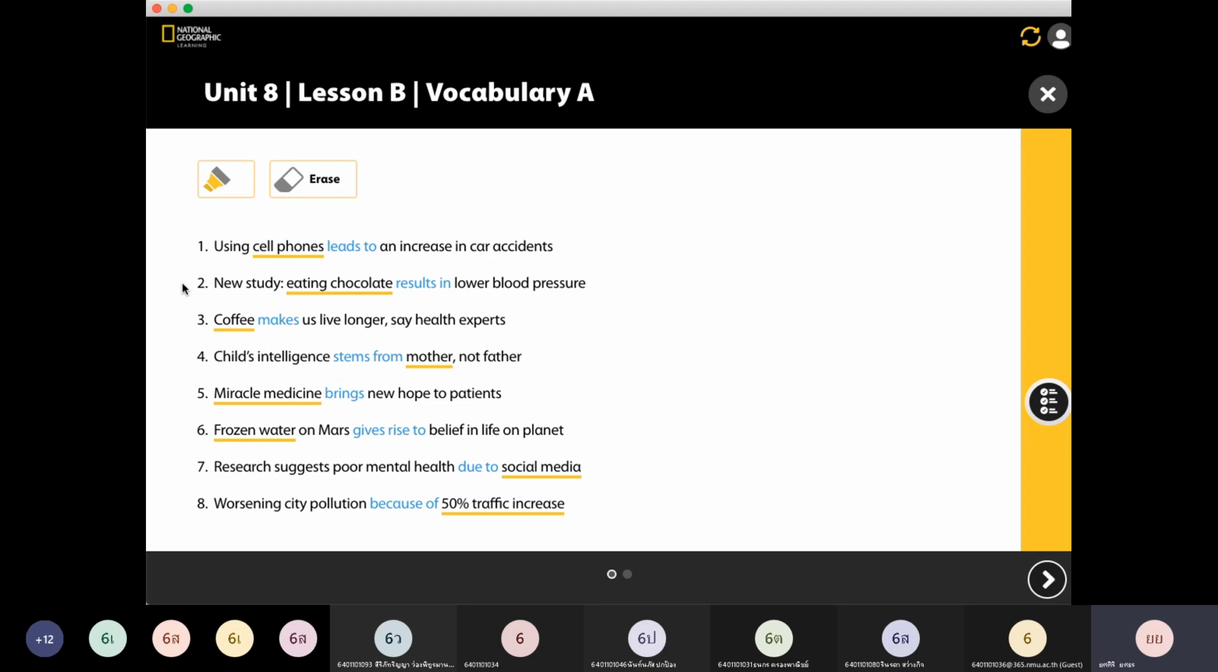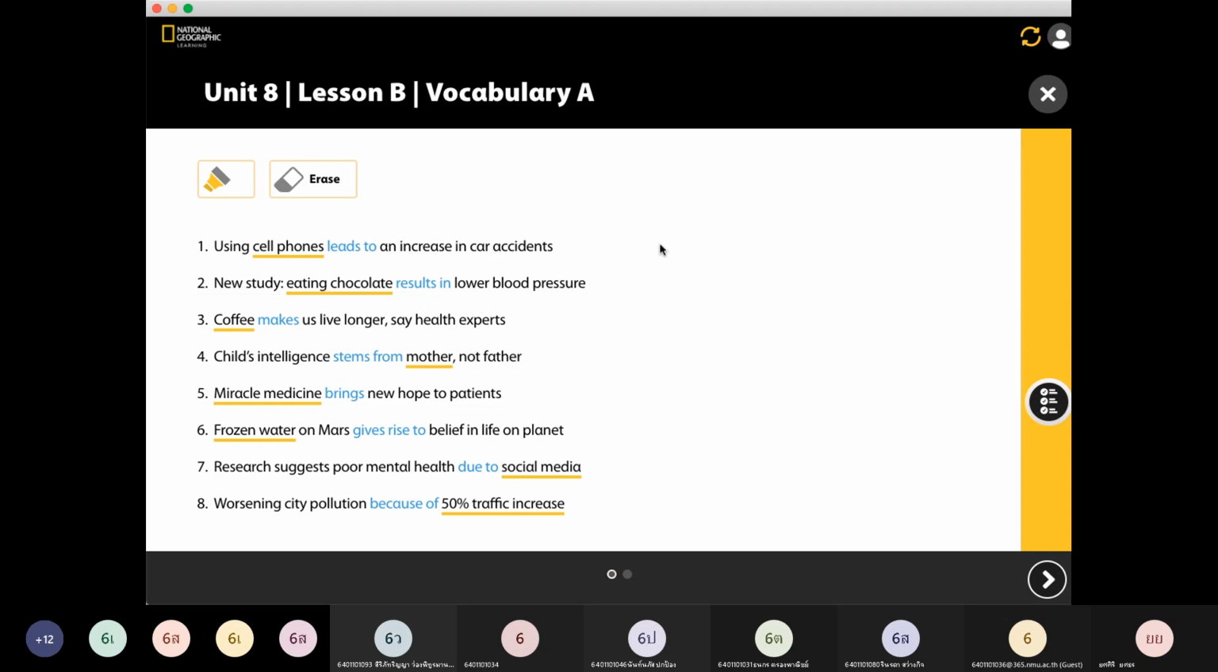So the first one is using cell phone, right? It's a cause, and new study, eating chocolate, coffee makes, miracle medicine, and frozen water. These things you can start with in the beginning. So you put the cause first, and then you can use these words: lead to, result in, bring, give rise to, makes. You can start with the cause. And the other three words are stem from, due to, and because of.